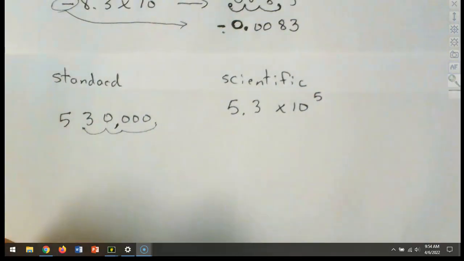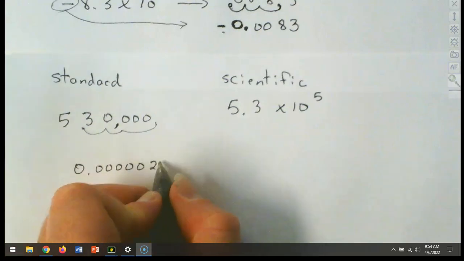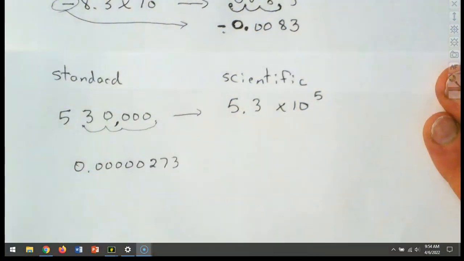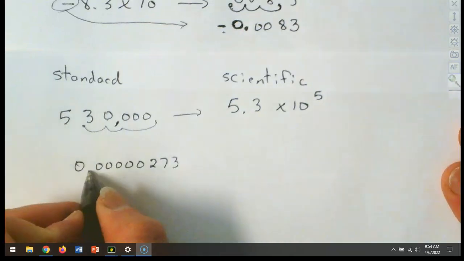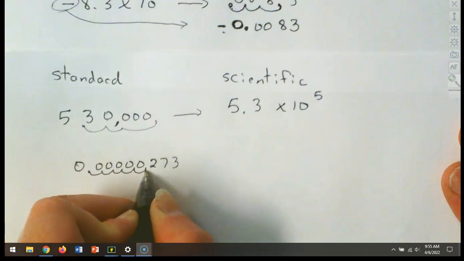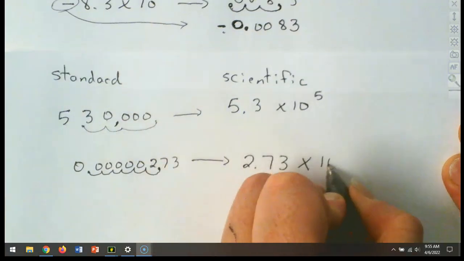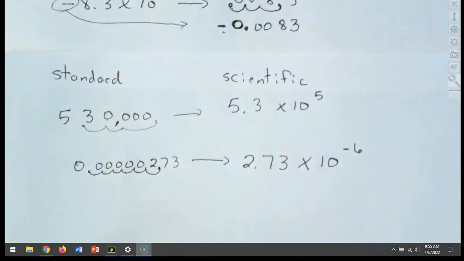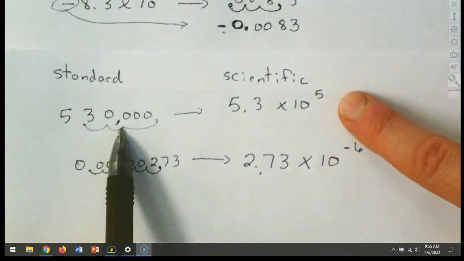Let's do a decimal now. How about 0.0000273? That's in standard notation. So what would it look like in scientific? Well, we count the number of places. Now, what do we always want? 1 digit. Okay, 1 digit and then the decimal. So we're going to move 1, 2, 3, 4, 5, 6. And that would be now 2.73. And that's going to be times 10 to the negative 6th power. Okay, when you convert a decimal to scientific notation, it's always going to have a negative exponent because it's smaller. It's less than 1. If it's a large number, it has a positive exponent.